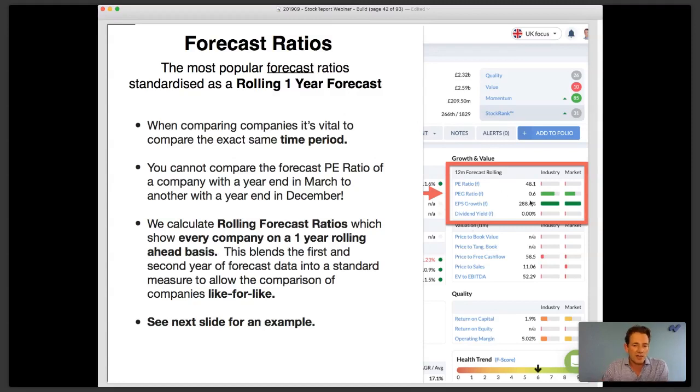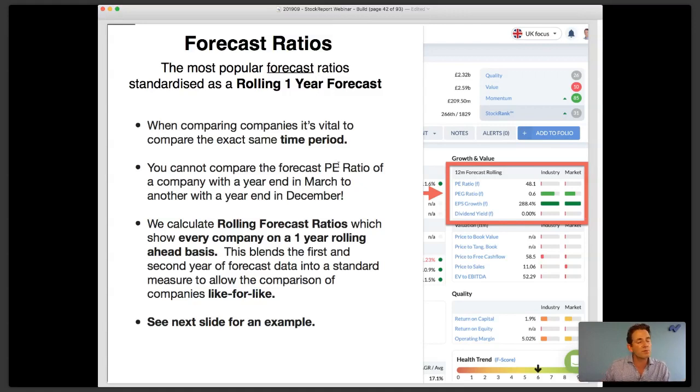So for forecast ratios, and in this segment, these are the forecast ratios, we standardize them as rolling 1-year forecasts. So when you compare companies, it's vital to compare the exact same time period. Now, imagine you've got one stock which has a year end at the end of March, and another one which has a year end at the end of December, and you use the forecast PE ratio from some random source to compare them. You can't.